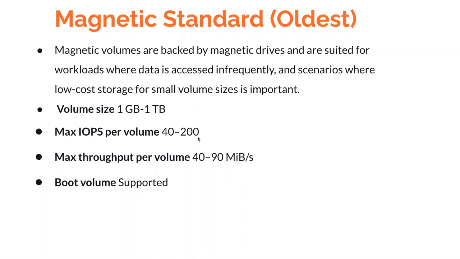We could not launch a 2 TB or 3 TB volume in 2012. So magnetic volume maximum size is 1 TB. Maximum IOPS per volume is 40 to 200, and maximum throughput per volume is 40 to 90 MB per second. Boot volume supported, that means you can attach it as a root device or a boot volume. So we will see in our lab.